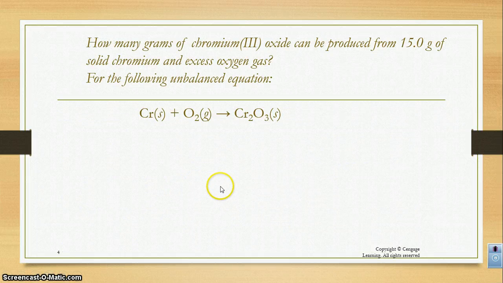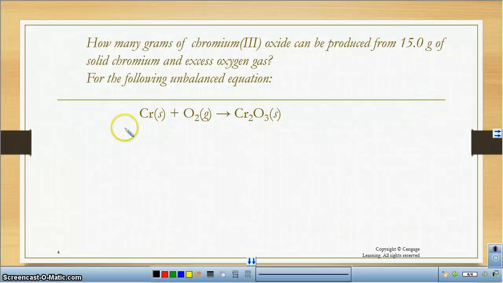Here's the first one. How many grams of chromium(III) oxide can be produced from 15 grams of solid chromium and excess oxygen gas? And here is your equation. The first thing that you're going to have to do is look at it and see if it's balanced. So I have one chromium here, 2 chromiums here. So I'm going to have to put a 2 out in front. So now I have 2 chromiums, 2 oxygen, 2 chromiums, 3 oxygen.